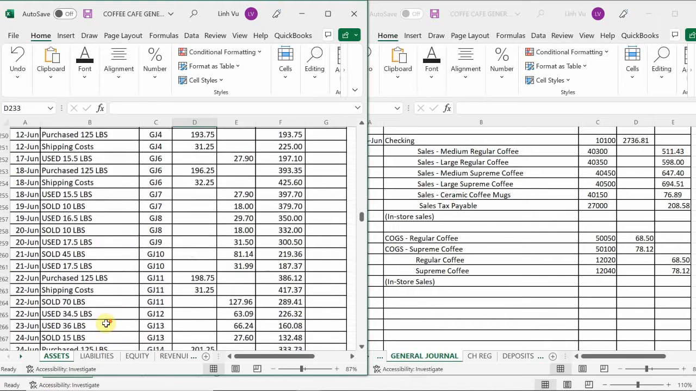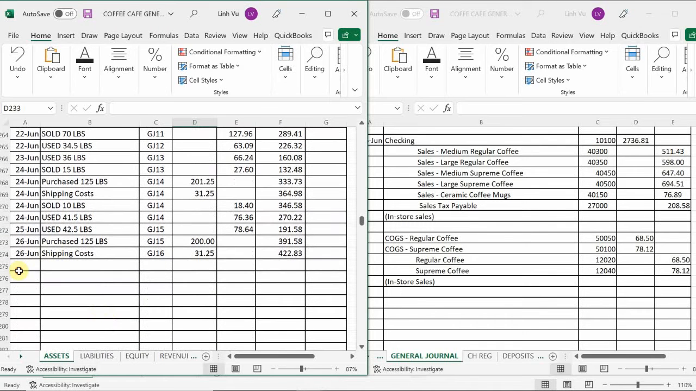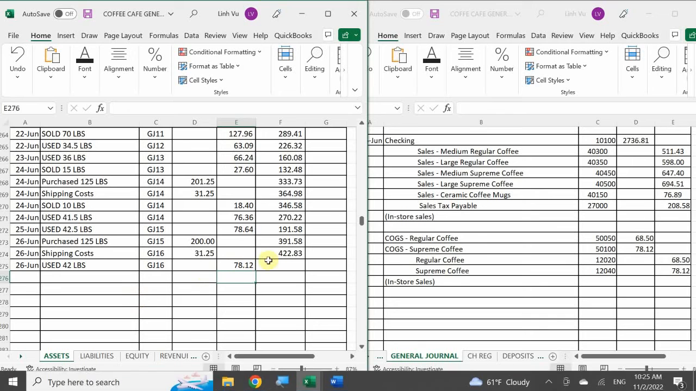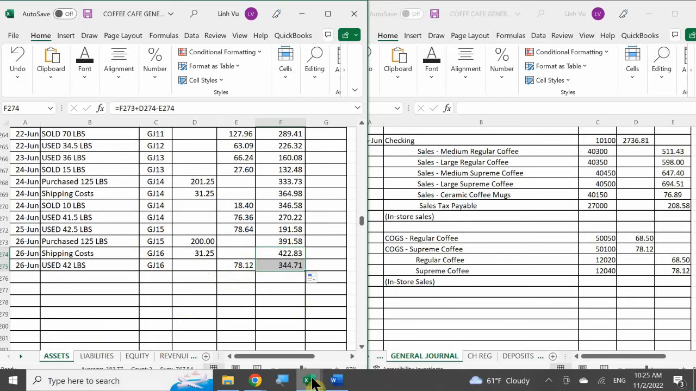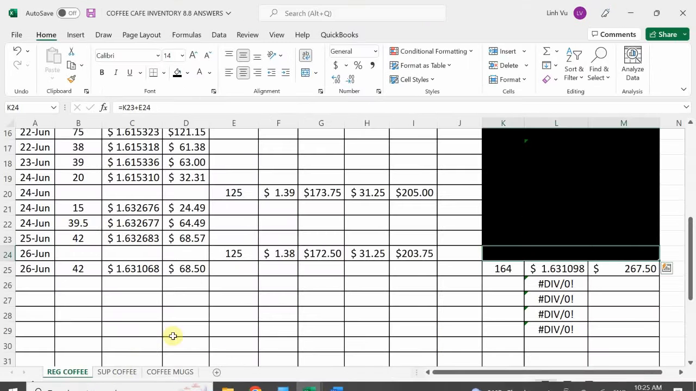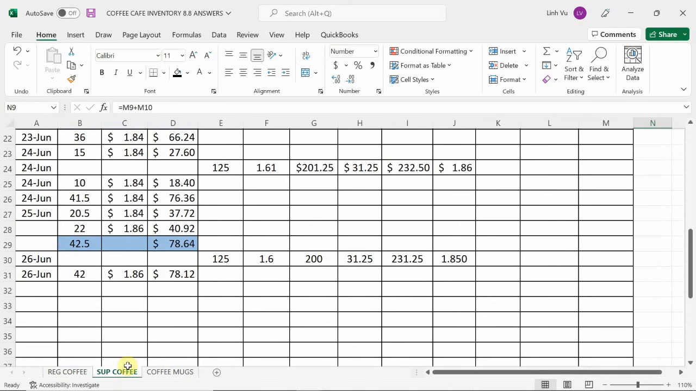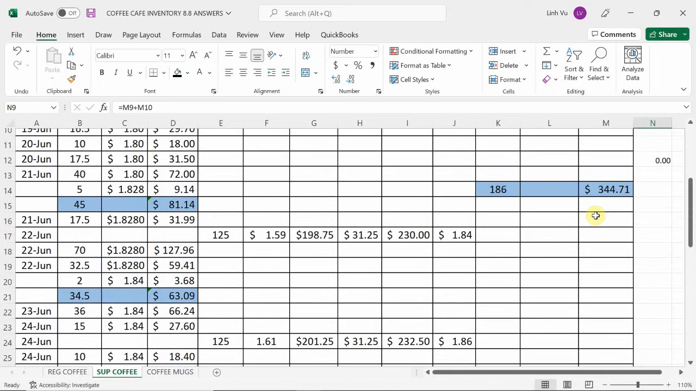And then the Supreme coffee. Used 42 pounds, which cost me $78.12, which should give you $344.71. $344.71, yes.